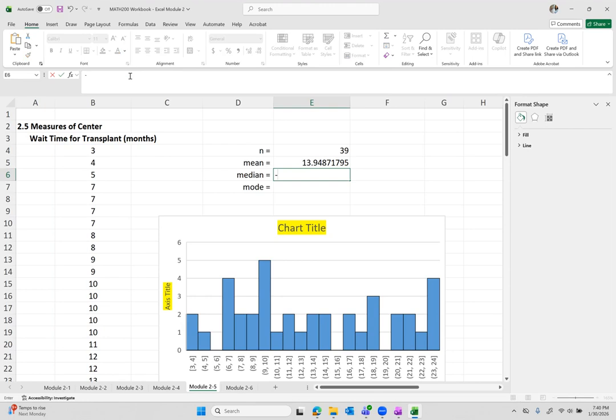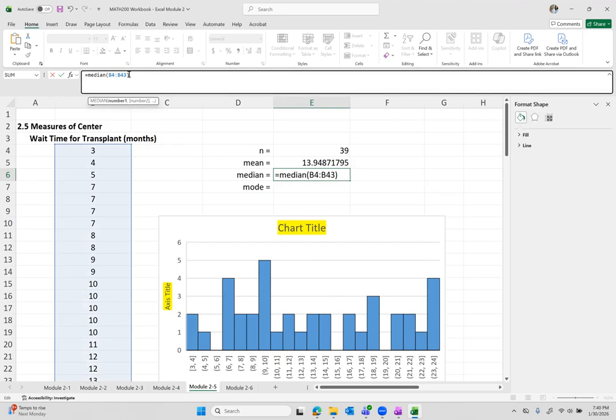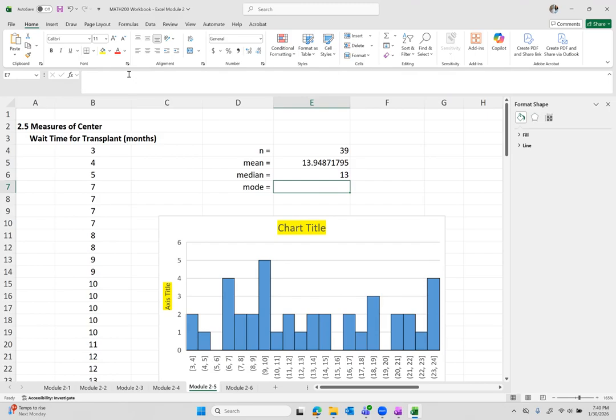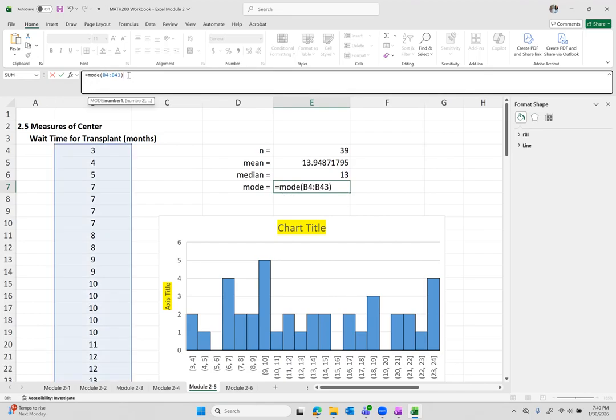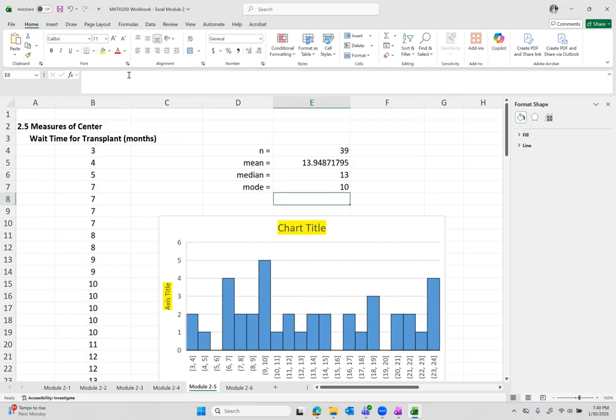I want the median. We know how to use the quartile, but also there is a median function in Excel. And the mode, there is a mode function in Excel. And I can also tell what the mode is, because when I drew the graph, this rectangle has the highest height, which is the most frequency, and therefore I could tell that this is the mode.